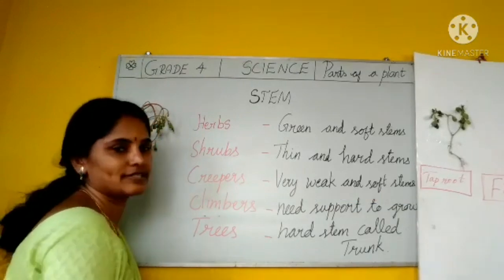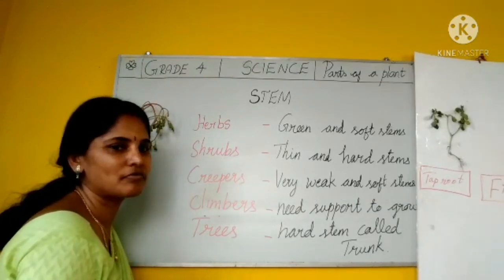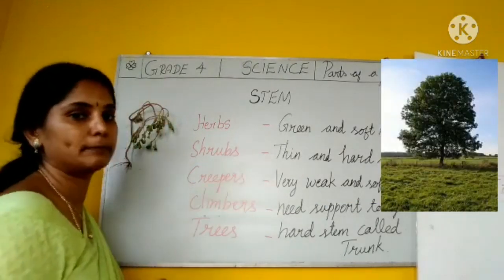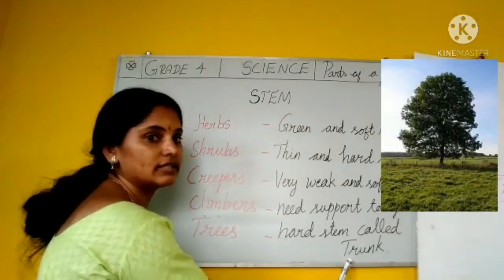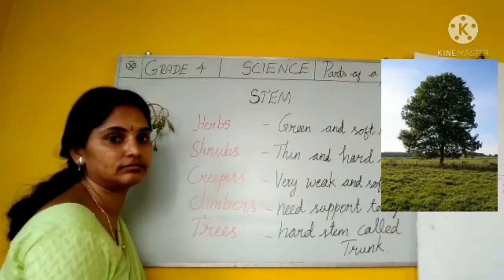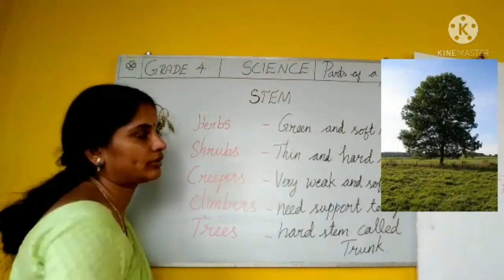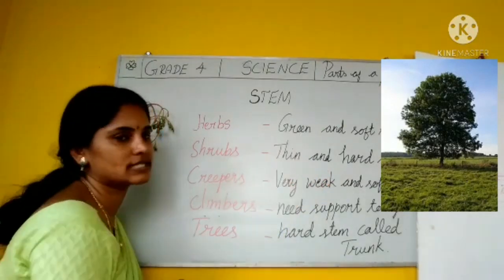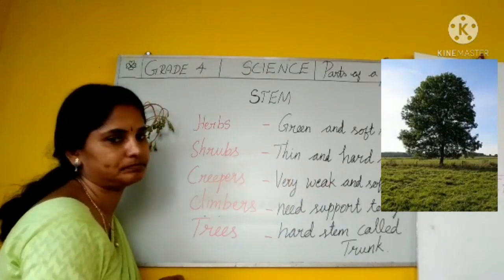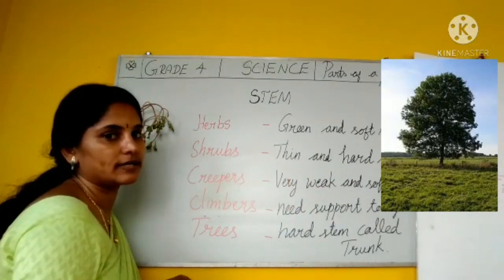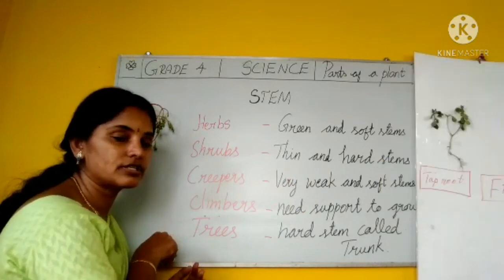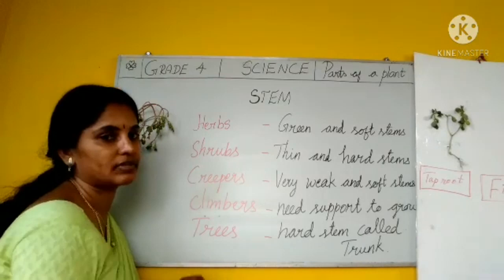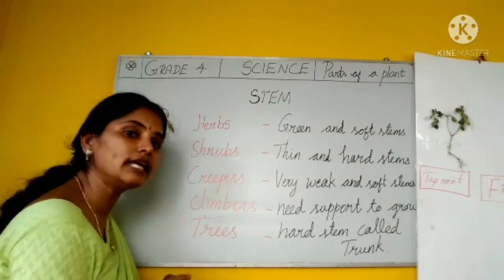Then trees. We know trees very well, no? Trees have a very hard stem called the trunk. Look at this mango tree, banyan tree. They have a very hard stem that is called the trunk. Clear, children? So now we have finished seeing about root and stem. Now we'll go to the leaves.